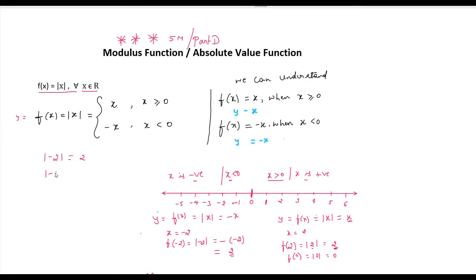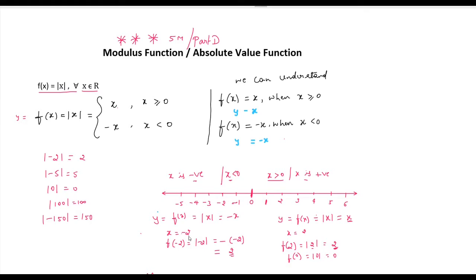f of minus 5 is 5 itself. Modulus of minus 2 is 2. Modulus of minus 5 is plus 5. Modulus of 0 is 0. Modulus of 100 is 100 itself. Modulus of minus 150 is 150. So we are considering the distance of the value x from 0, whether the distance is to the right side or whether the distance is to the left side. We are finding the distance.